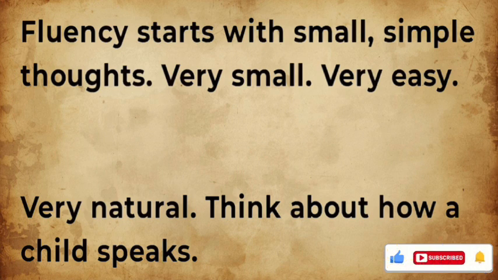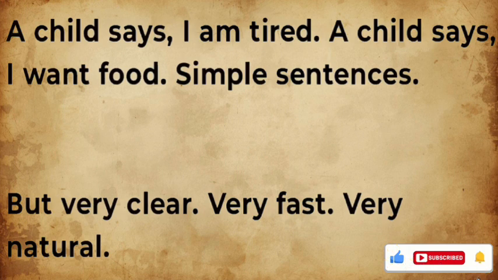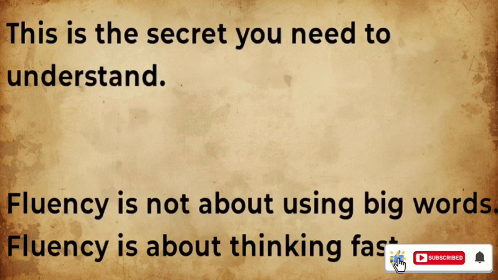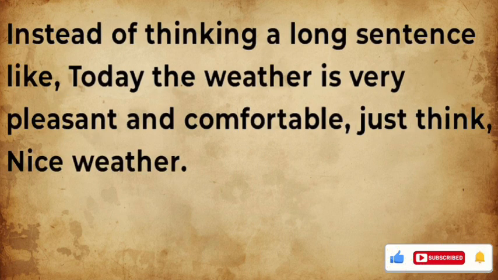Think about how a child speaks. A child does not use difficult vocabulary. A child uses simple words. A child says, "I am happy." A child says, "I am tired." A child says, "I want food." Simple sentences, but very clear, very fast, very natural. This is the secret you need to understand. Fluency is not about using big words. Fluency is about thinking fast. And fast thinking comes from simple thinking. Let's take a real example. You are walking outside. Instead of thinking a long sentence like, "Today the weather is very pleasant and comfortable," just think, "Nice weather."